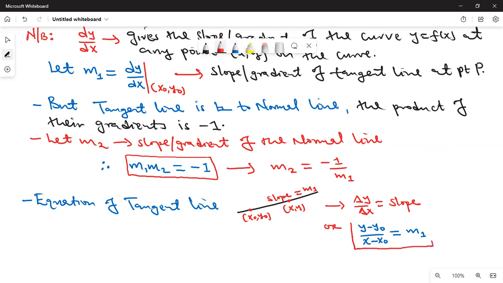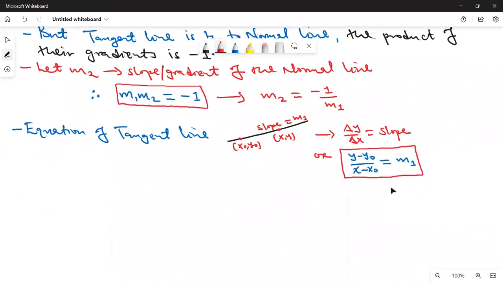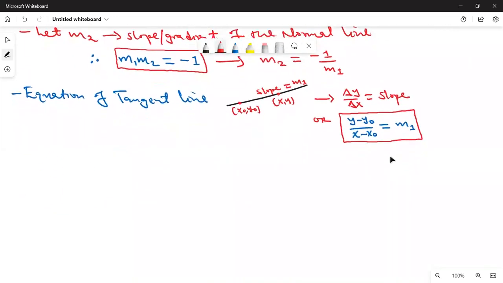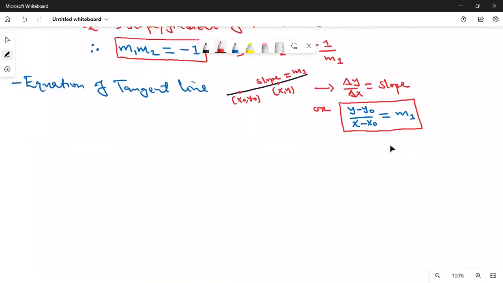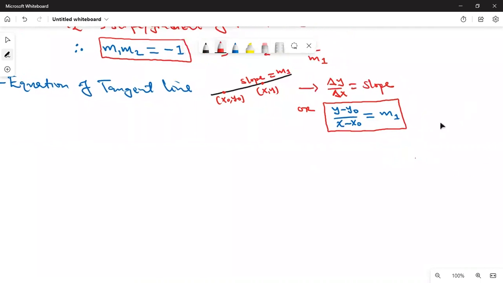y naught and x naught, those are constants. x and y, those are variables. m1 is the slope, which is also a constant. Remember, you could write the equation in the form of y equals mx plus c when you make y the subject. So this could also be written as, let me make y the subject.